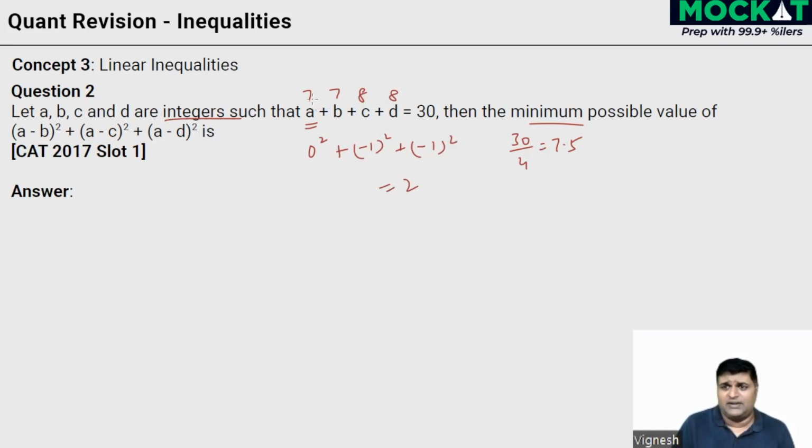Can this be lower in any way? Let us say we make this an 8 and this a 7. What's going to change? 1 square plus 1 square plus 0 square. Once again, we get 2 only. So 2 over here is definitely the answer for this question. So quite a simple one compared to the previous question we did.